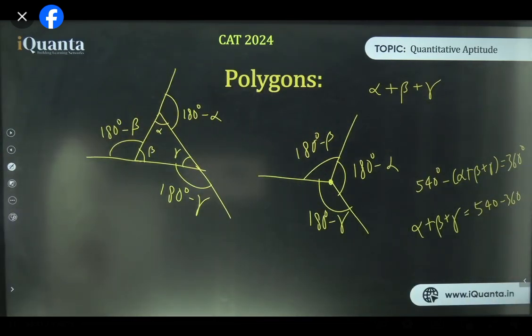Yes, triangle. Oh, it's done. Shrink ho gaya. I just shrunk that, right? So we have alpha plus beta plus gamma is equal to 540 minus 360. Makes sense. 180 aa jayega, theek hai. All of us know that.